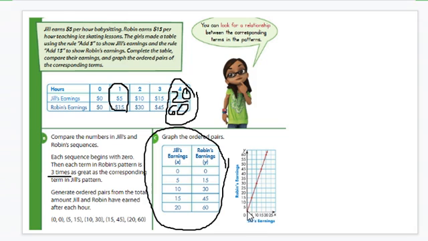So 0, 0 is at the origin. The next pair is 5, 15. So over 5, up 15, there's that dot. Then there's 10, 30. So over 10, up 30, there's that dot. Then 15, 45, over 15, up 45, there's that dot. And then 20, 60, over 20, up 60, there's that dot. And here are those ordered pairs that they asked us to create. So data chart, ordered pairs, coordinate grid.